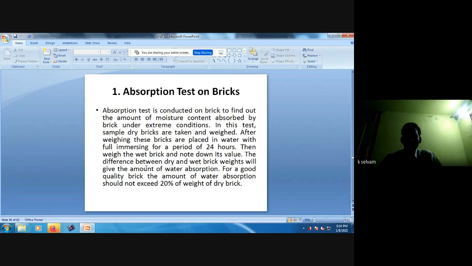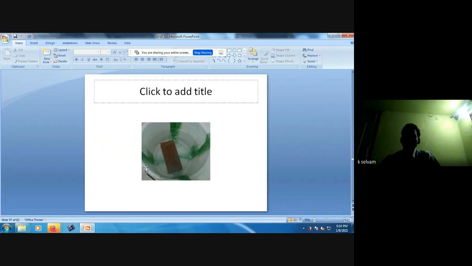The water absorption should not exceed 20% of the weight of the dry brick. If 20% is exceeded, it is not suitable for construction work. This image shows the brick immersed in water.